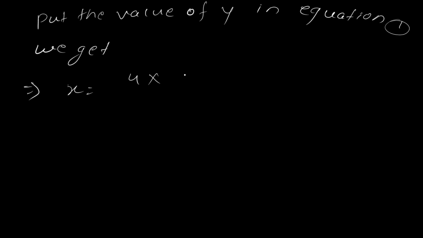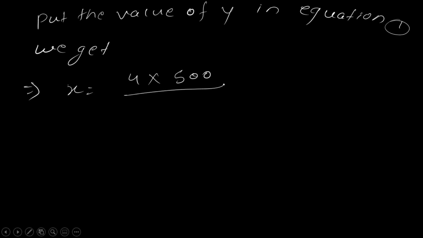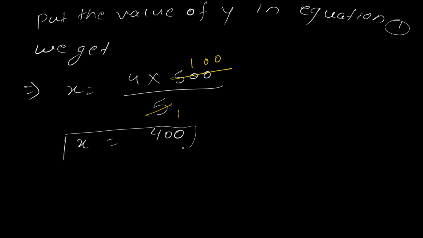4 multiplied by 500 divided by 5, where y equals 500. The golden step: 5 ones are 5, so x equals 400. Now x and y are 400 and 500.